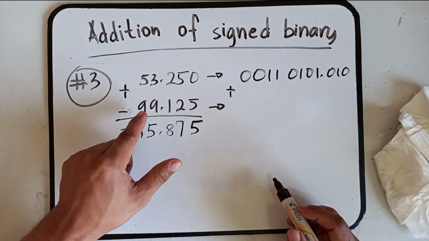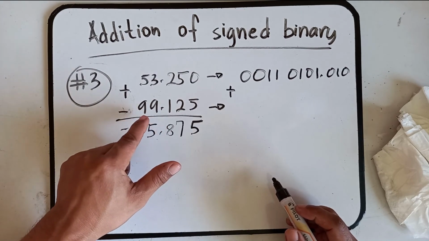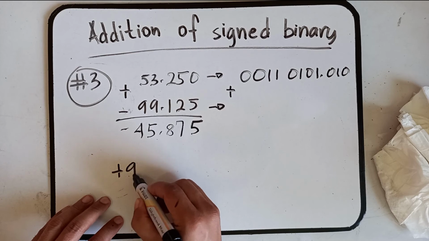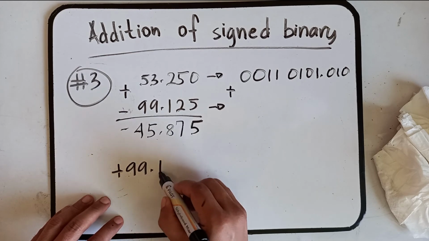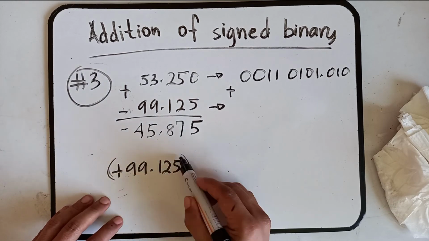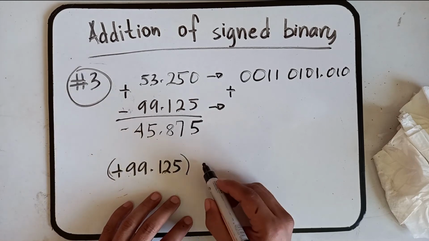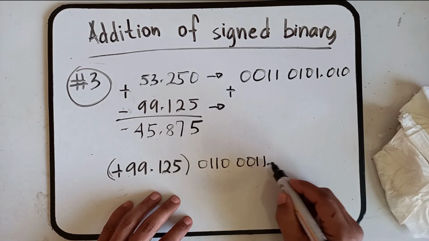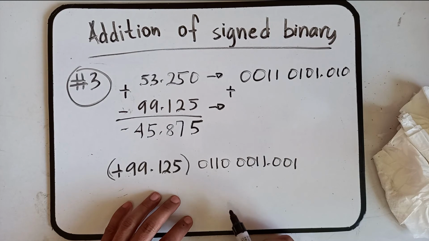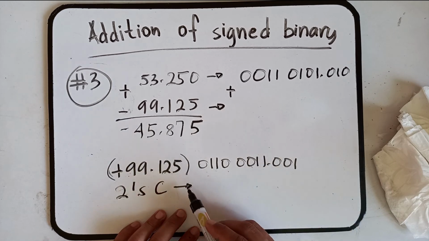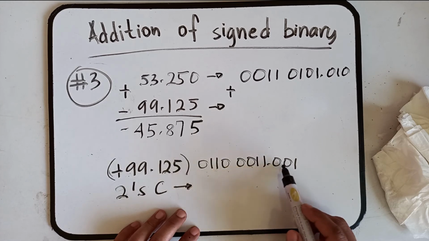Okay, so first we have to write down the positive form of this. So the positive form of 99.125, positive form is 0.011. So that is the positive form. For us to get the negative binary form of positive 99.125, we have to apply 2's complement to this binary.